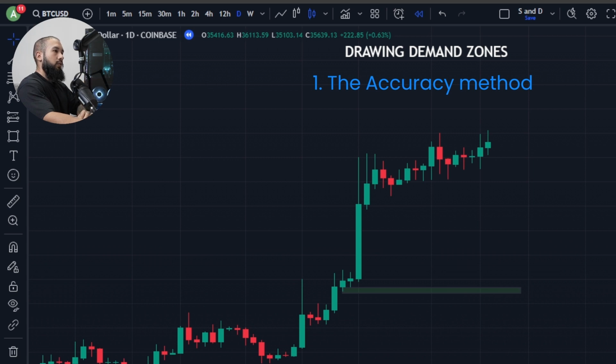Alright, now that you understand qualifying zones and the 3 drawing methods, we can go over identifying and drawing some examples for some trade setups.